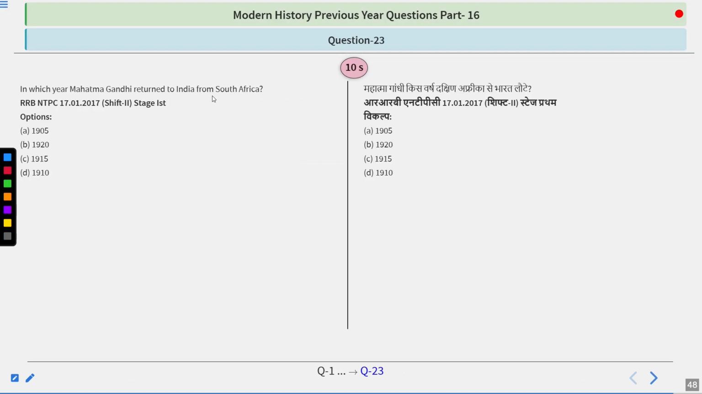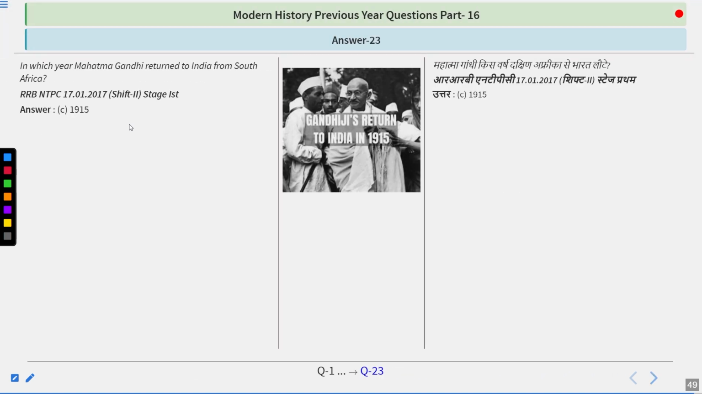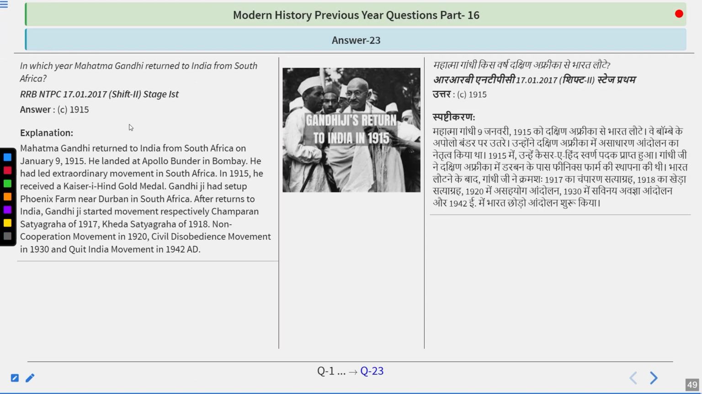In which year did Mahatma Gandhi return to India from South Africa? Options: 1905, 1920, 1915, 1910. Think about it. We have discussed it so many times so far, so I hope the question has not troubled you, because the answer is 1915. To be specific, it was 9 January 1915. Mahatma Gandhi returned to India from South Africa on 9 January 1915.